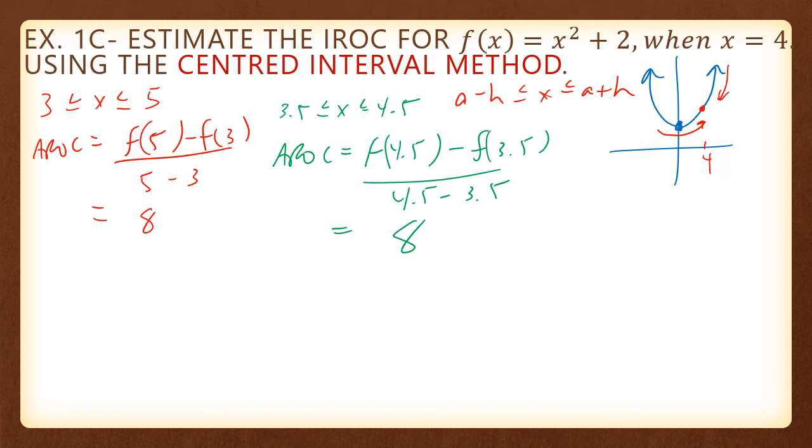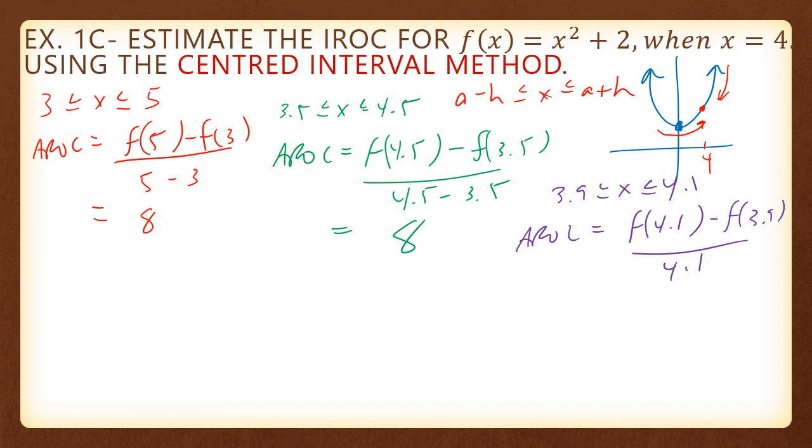Get a little bit closer yet. Between 3.9 and 4.1. 4 again is perfectly in the middle. IROC equals f of 4.1 minus f of 3.9 all over 4.1 minus 3.9. What do we get using our calculator? Whoa, big surprise, 8 again.